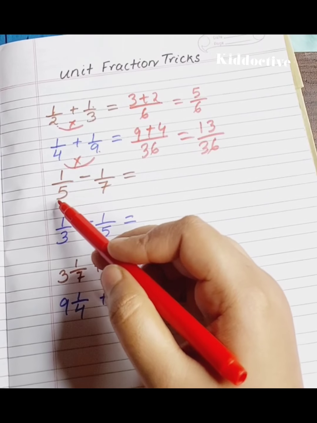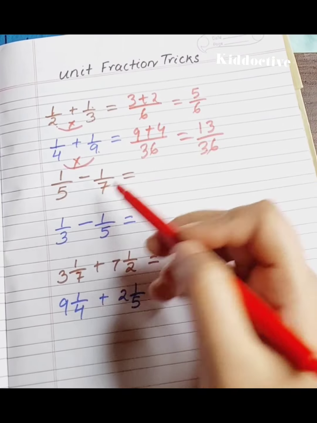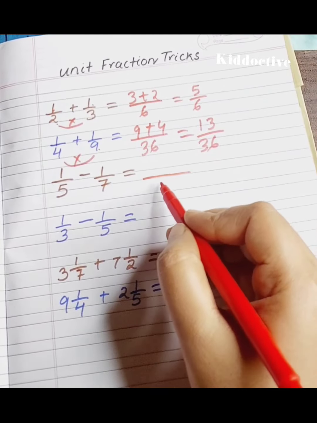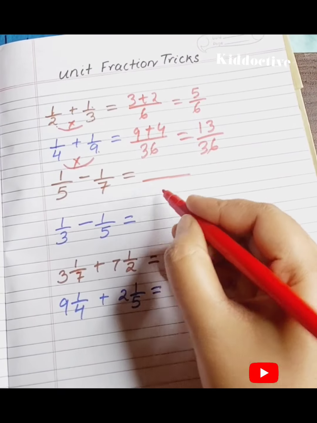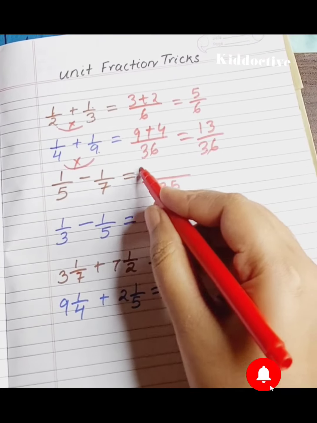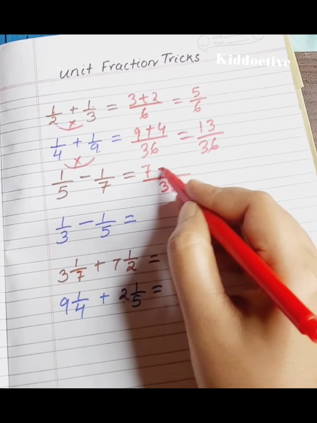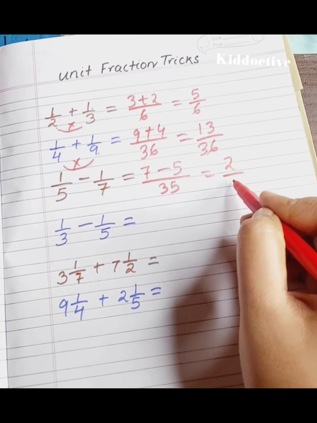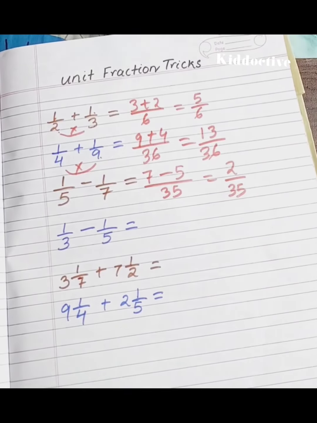Subtraction. 1 upon 5 minus 1 upon 7. How are we going to do it? First, we are going to multiply and get the denominator. Okay, 35. 7 1s are 7 minus 5 1s are 5. So we get the answer 2 upon 35.